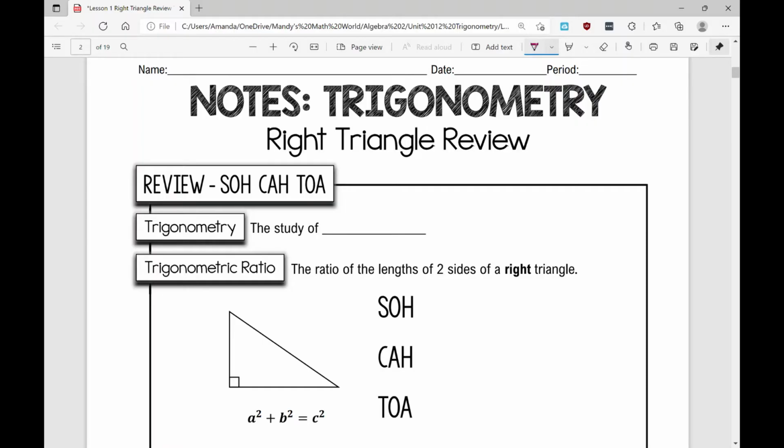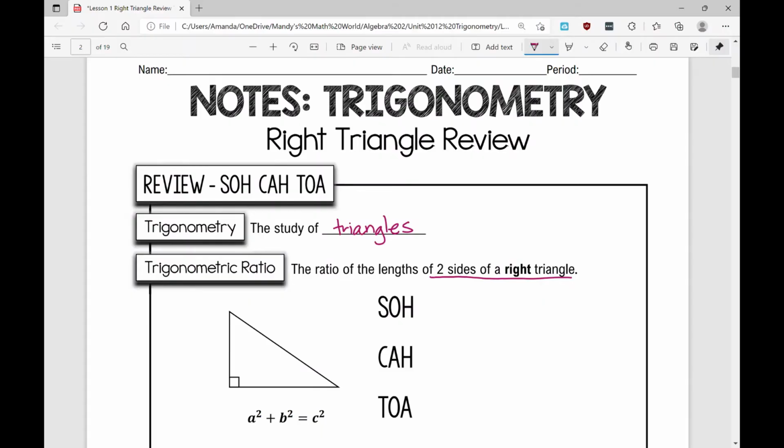So first let's talk about what trigonometry is. Trigonometry is the study of triangles. So we're moving on from algebra and geometry, and we're going to use a little bit of both, or a lot of both really, as we dive into trigonometry. What is a trigonometric ratio? A trigonometric ratio is the ratio of the lengths of two sides of a right triangle.